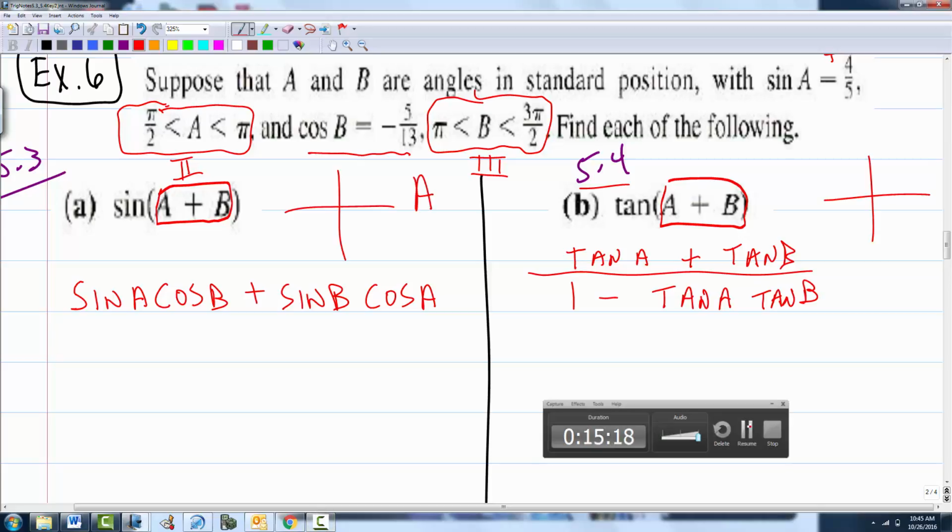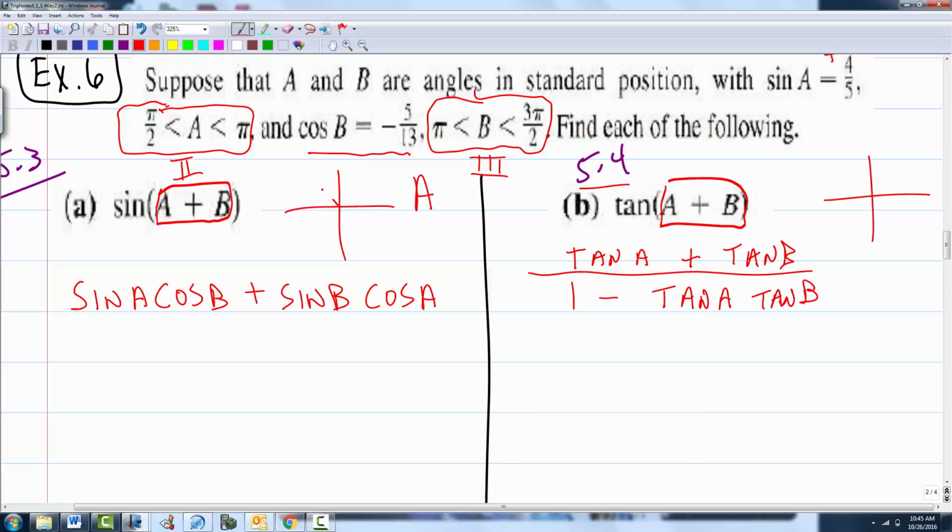Where's angle A? What quadrant? It's actually 2. And then, oh, come on. 4, 5. Anyone know what x is?